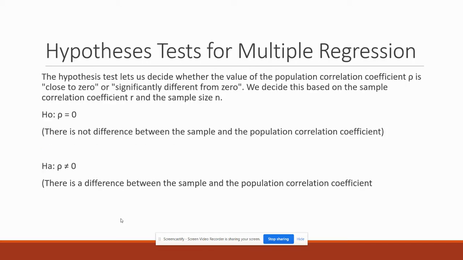Okay, we do hypothesis tests for multiple regression. It's the same as what we did for linear regression. The null is that the Pearson correlation coefficient equals 0, which means there's no difference. And the alternative is that the Pearson correlation coefficient does not equal 0, which means there is a difference.